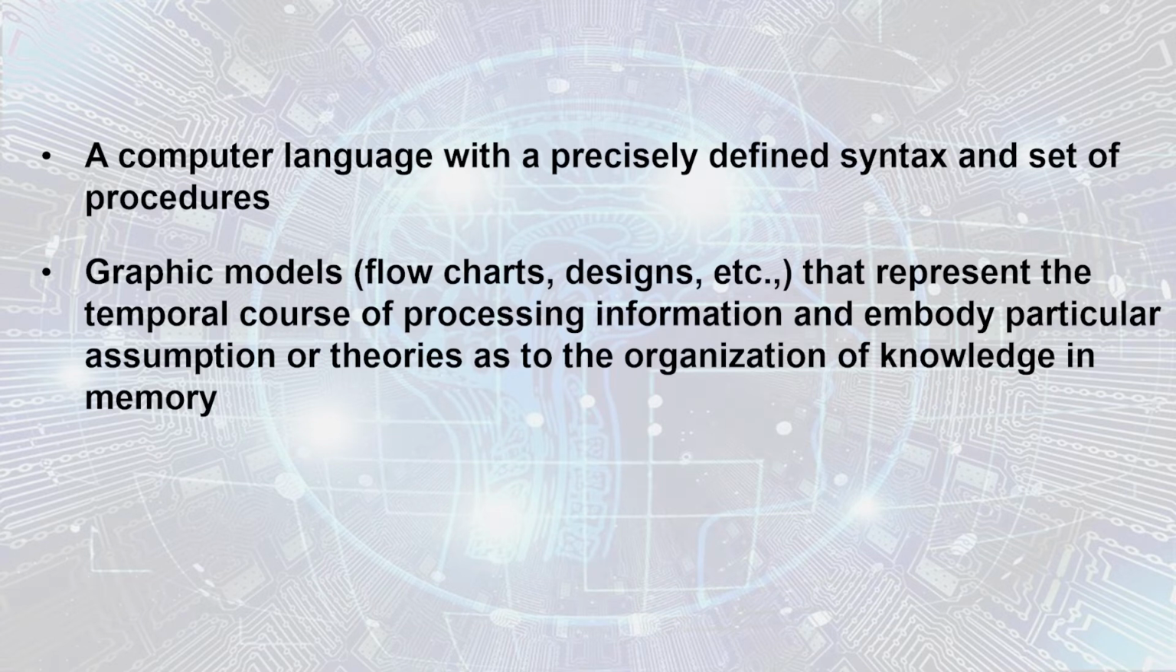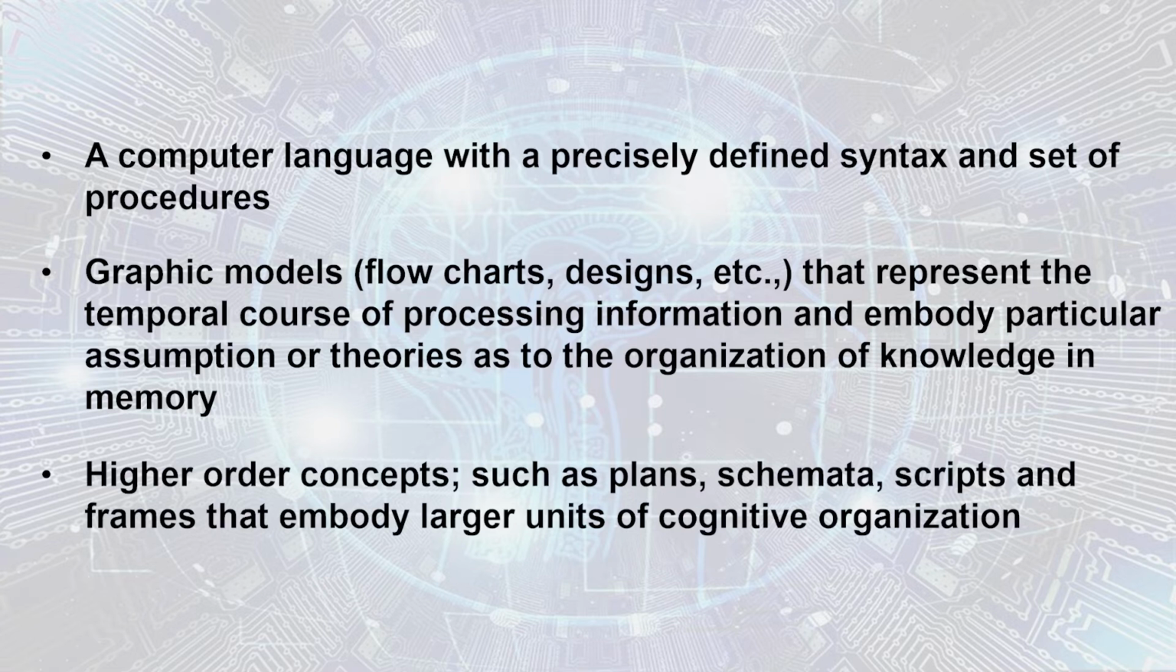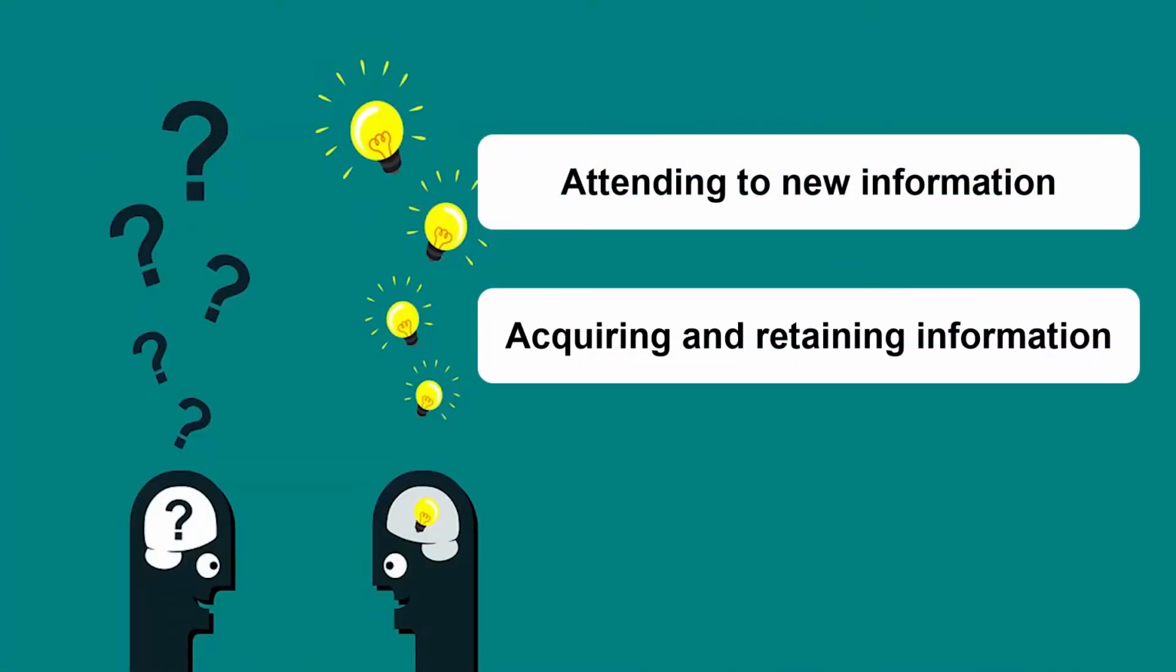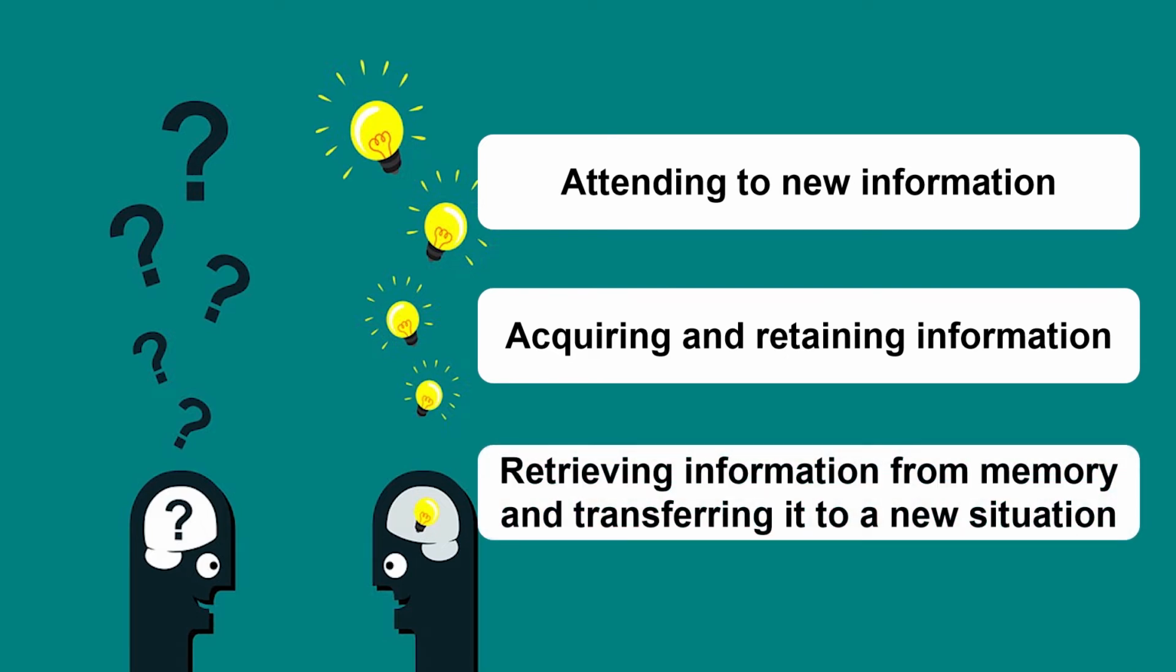That represent the temporal course of processing information and embody particular assumptions of theories as to how knowledge is organized in the memory system. The higher order concepts such as plans, schemata, and frames embody larger units of cognitive organization. The information processing view divides learning into three phases: attending to new information, acquiring and retaining information, and retrieving information from memory and transferring it to a new situation.